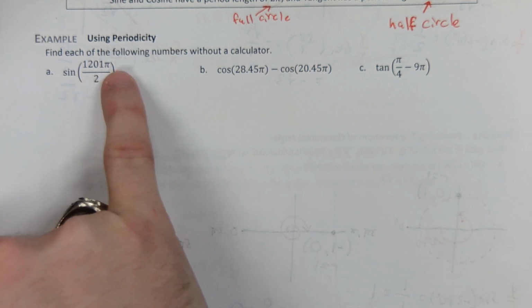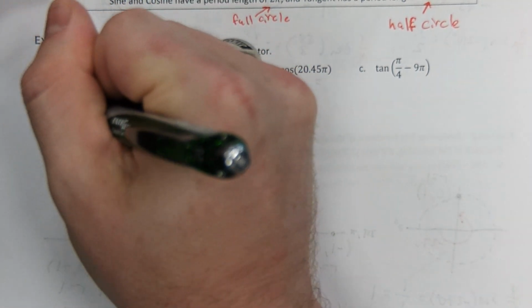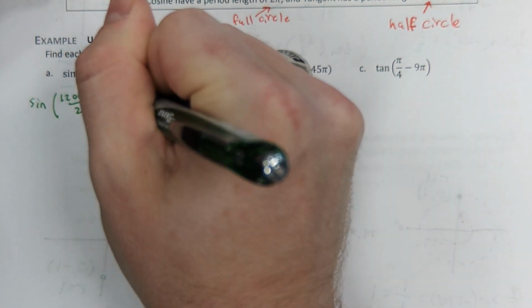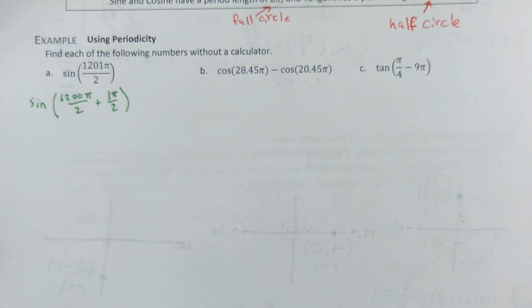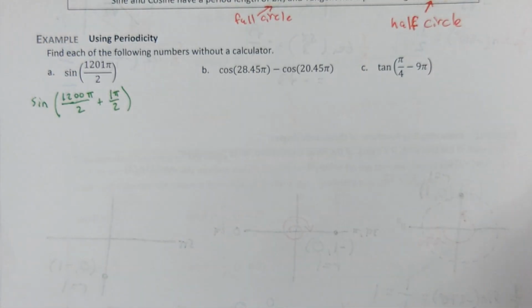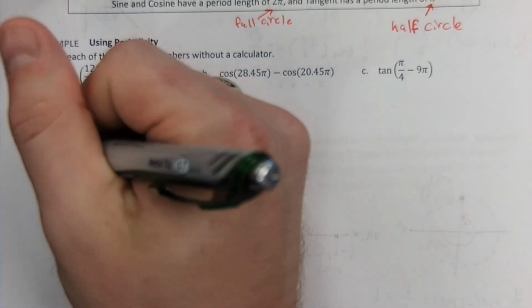That means I can write sine of this ridiculous fraction slightly differently. So now I have 1,200 pi over 2 plus 1 pi over 2. That gives me the 1,201 pi's over 2, right? I just broke the fraction apart. Simple pre-algebra mathematics. And, you know, 1,200 divided by 2 is 600.